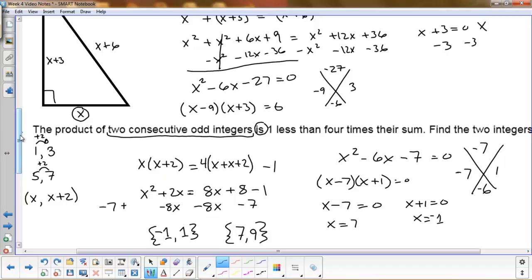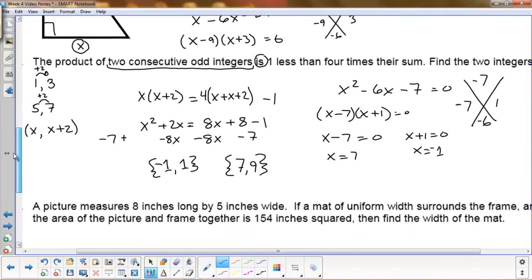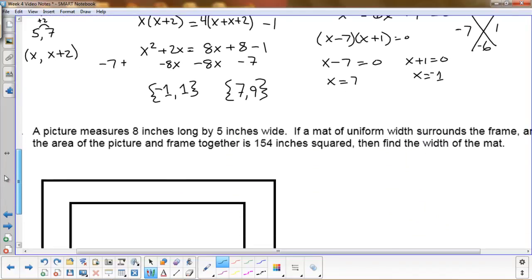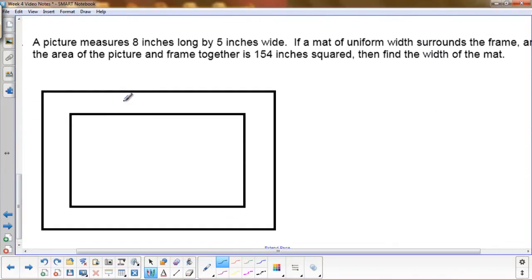On a test, if you're given a problem like this, you will be given specific instructions on which one or which ones to give. All right, the final one that we're going to look at here involves a picture frame that's being matted around the outside. So notice that the picture is given to us as an 8 by 5 picture. A mat of uniform width is going to surround the frame. This uniform width is very important.